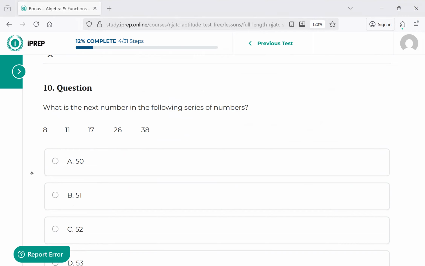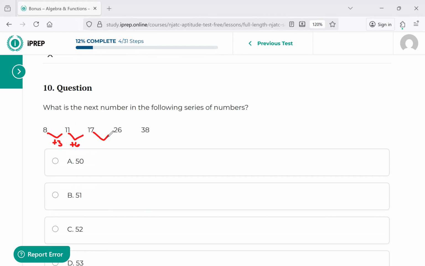Question 10, what is the next number in the following series? So here are my numbers: 8, 11, 17, 26, and 38. Let's see if we can find a common difference. What do you have to add to get from 8 to 11? 3. What about from 11 to 17? What did you have to add? 6.